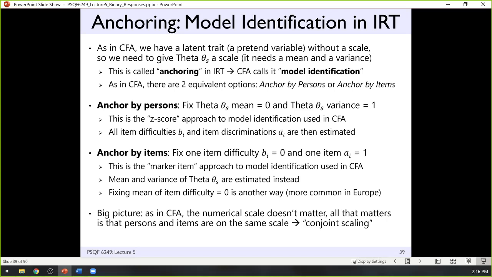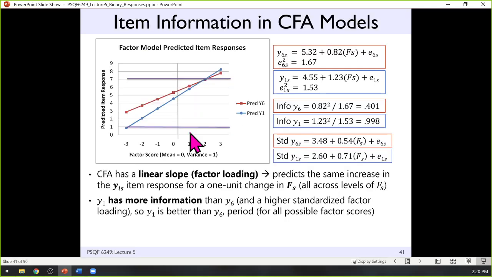The x-axis has meaning because of the scaling of the model such that the trait has a variance of 1. So what I'm plotting here is plus or minus 3 standard deviations, and I have purple bars to indicate where the item boundaries are. The lowest you can have is a 1 and the highest you can have is a 7 in this example. And this is what the factor model says should happen.